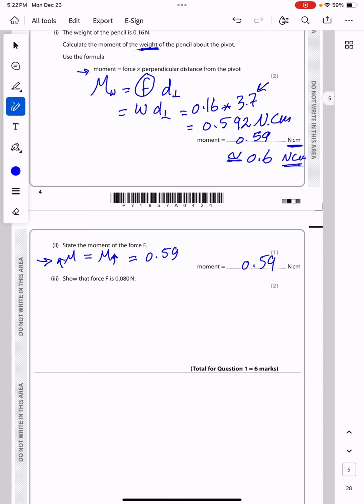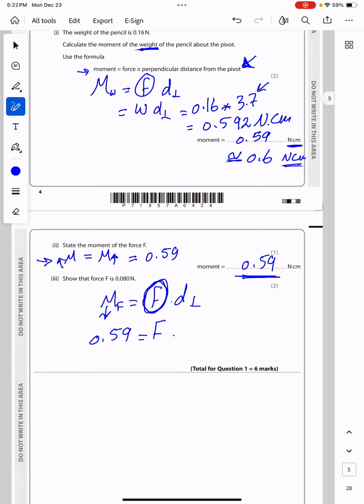Now show that the force is 0.08. How can you do that? We know that the moment is equal to the force times the perpendicular distance. Even if you forget that, it is written here. So what can we do with this information? We know that the moment, clockwise, anti-clockwise, they are equal. So this part here for the force is equal to, as we found here, 5.9, which is the same as the moment of the weight. And the force, that's what we're trying to find.